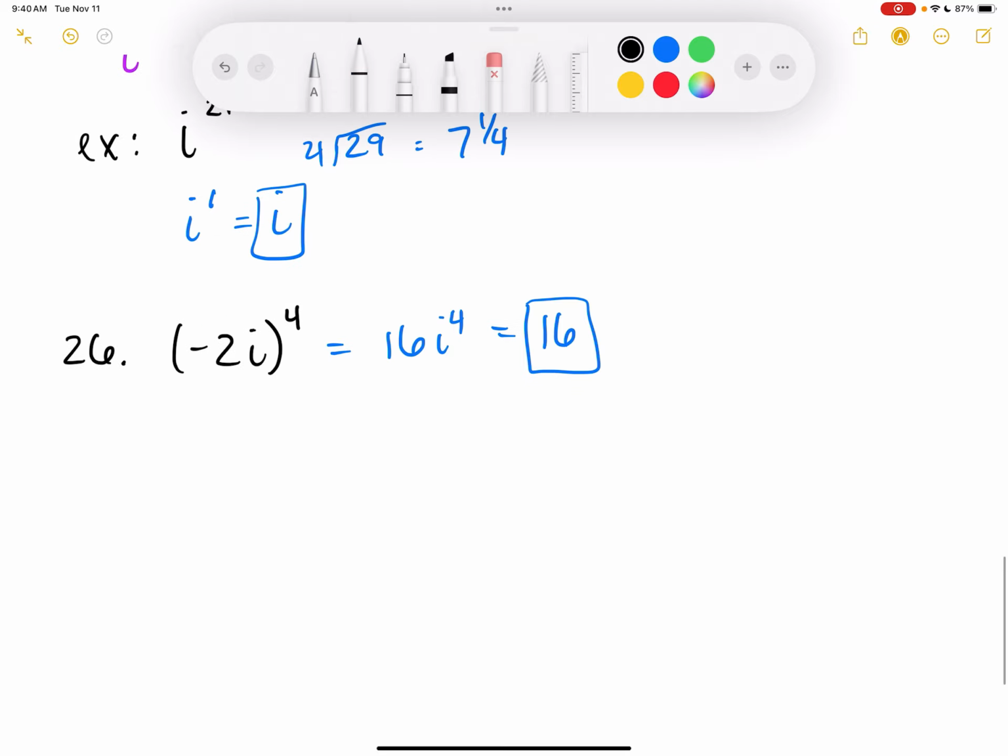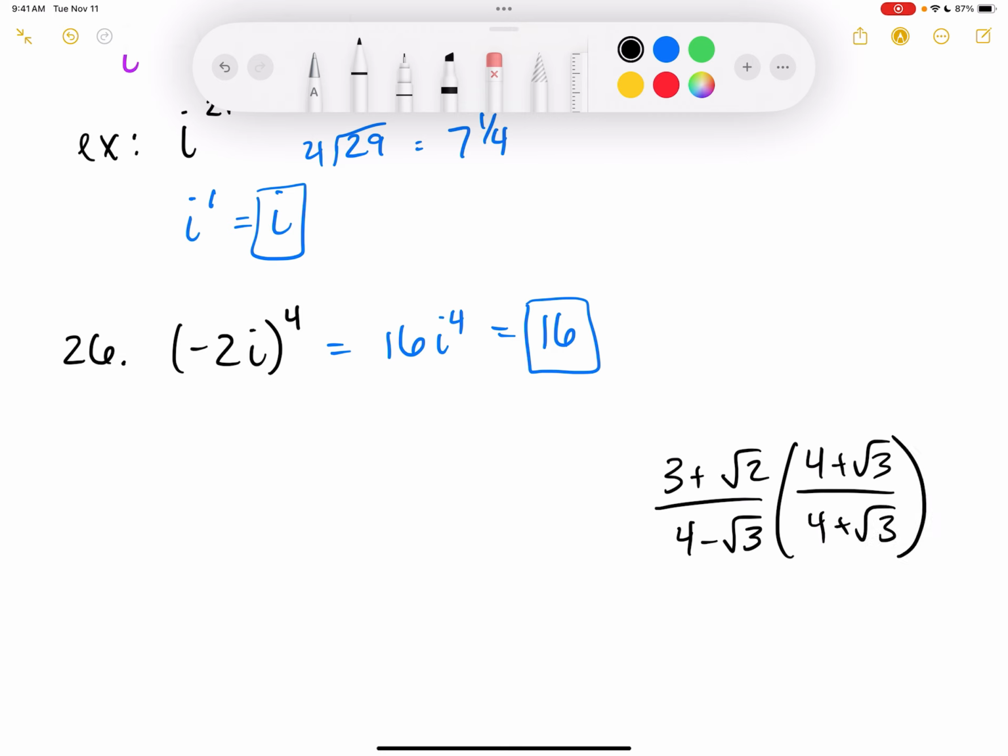Okay, yesterday we had problems where we had to multiply by the conjugate, right? We had something like this, and we multiplied it by 4 plus root 3, top and bottom, to get our answer. Correct. We're going to do something similar with conjugates, but it's called a complex conjugate.